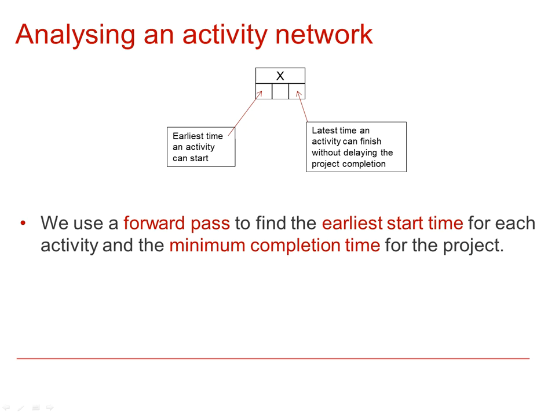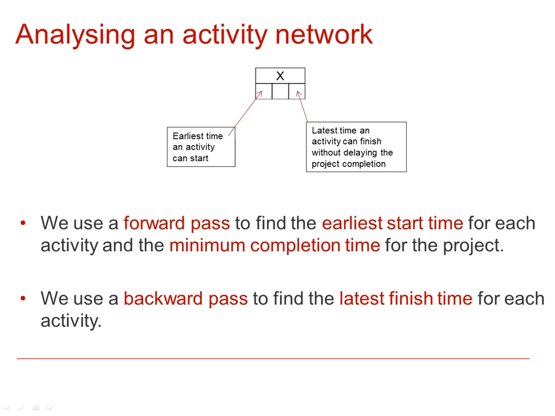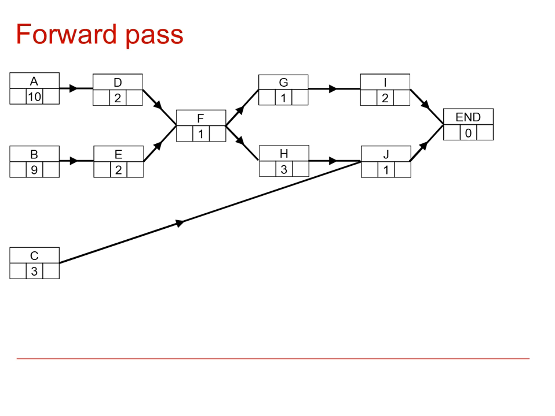Once we've completed that, we can then perform what's called a reverse or backward pass through the network to find the latest finishing times. So what I'm going to do now is go through that network that we had here and show you how we perform the forward pass and then later the backward pass. The activities at the start can all begin at time 0. So we start off by putting 0 in to A, B and C.